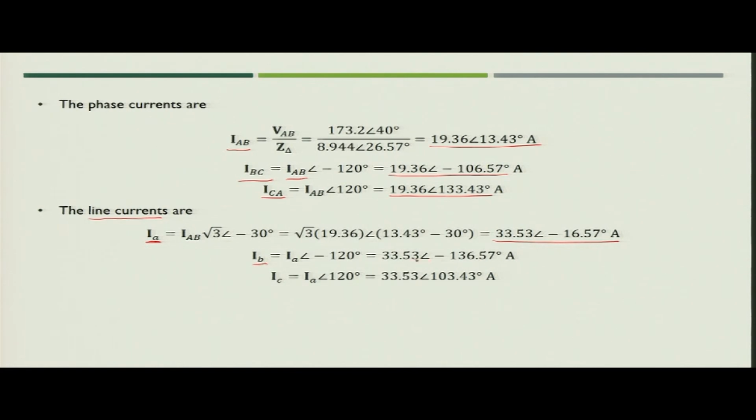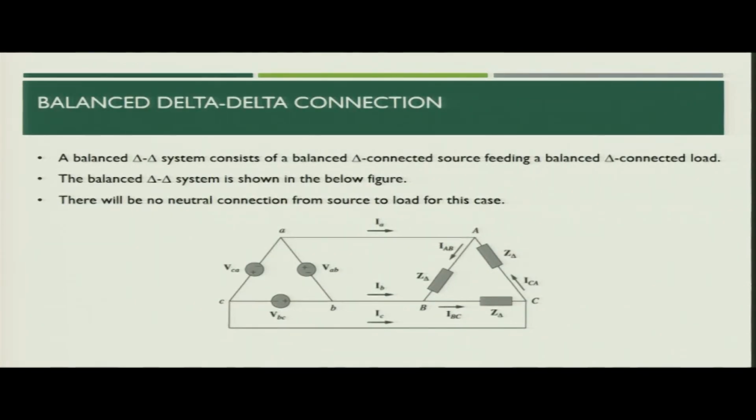Similarly, IB you can calculate and IC also you can calculate. So, in this way you can analyze the circuit if it is in the star delta combination. Now, let us talk about the balanced delta delta connection. So, in this case if you see this particular circuit, this circuit is delta delta connected. Here the source is delta connected as well as the load is delta connected.